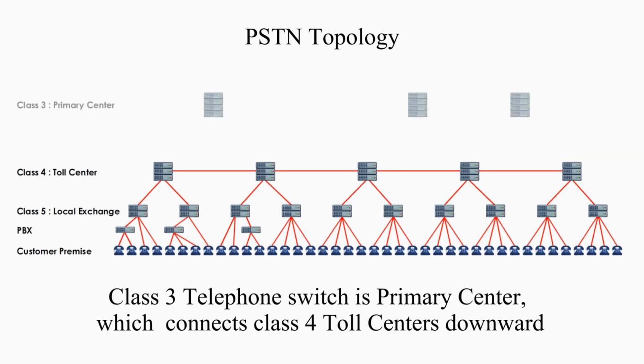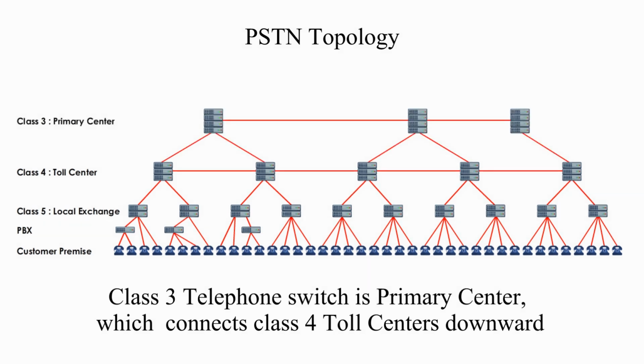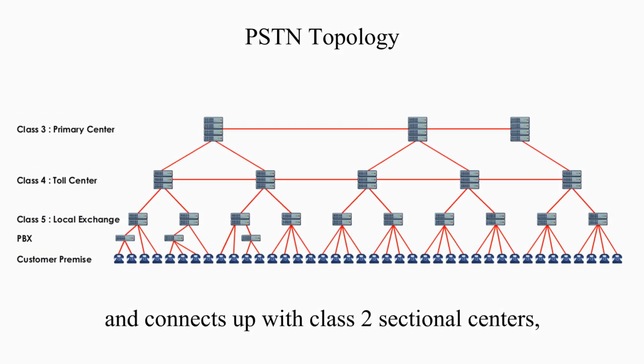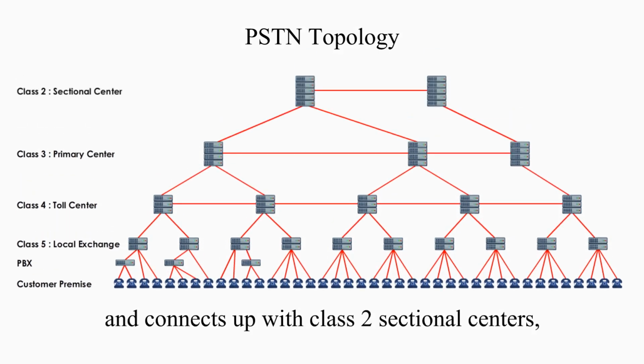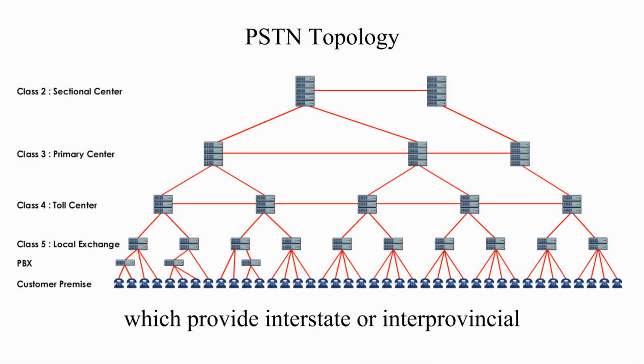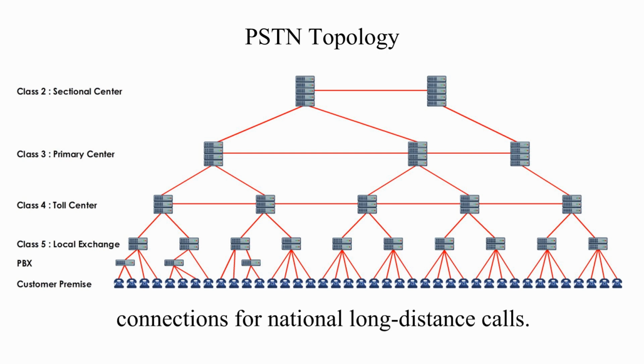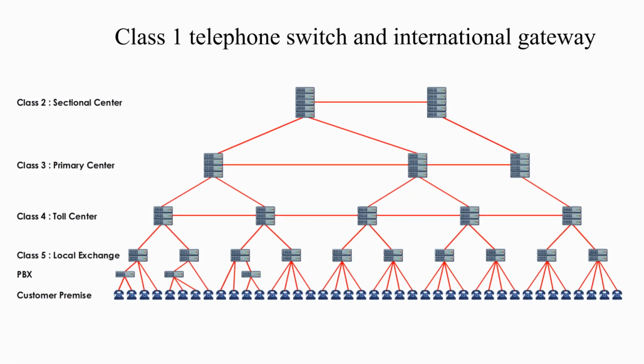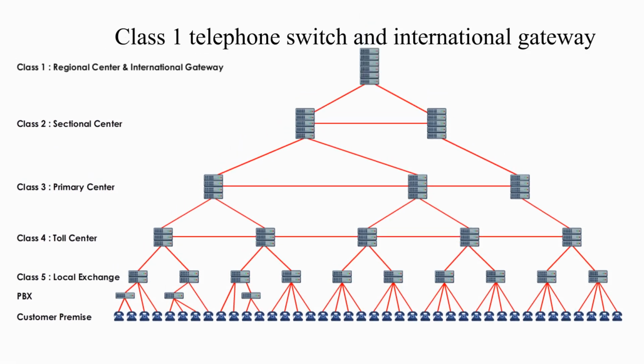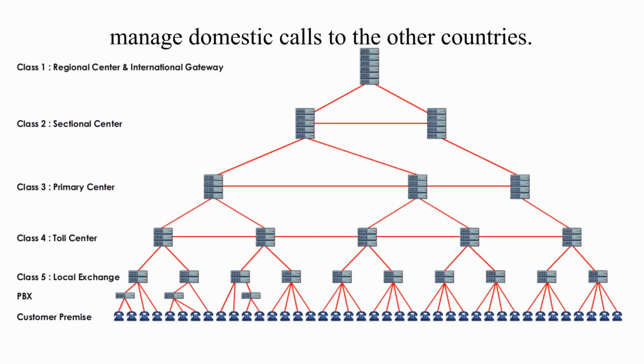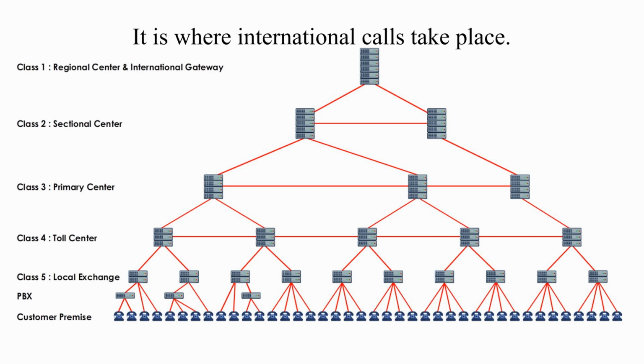A Class 3 telephone switch is a primary center, which connects Class 4 toll centers downward and connects up with Class 2 sectional centers, which provide interstate or interprovincial connections for national long-distance calls. Class 1 telephone switch and international gateway manage calls to other countries. It is where international calls take place.